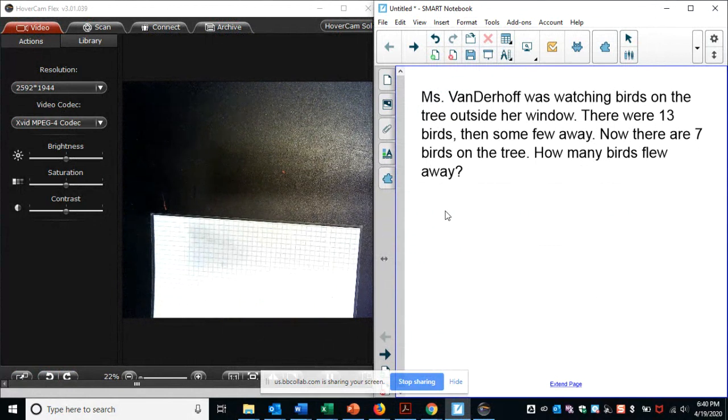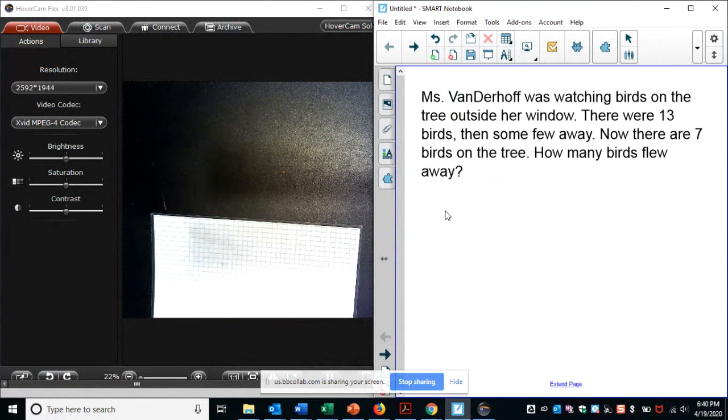Now this is different from our normal type of problem, because usually in our problems, we know how many we start with, and then we know how many go away, and then the question usually asks how many are left. But this question is different. We know how many are left. We know that there's 7 left, but we don't know how many flew away. So we have to use equality to help us figure out that missing part.